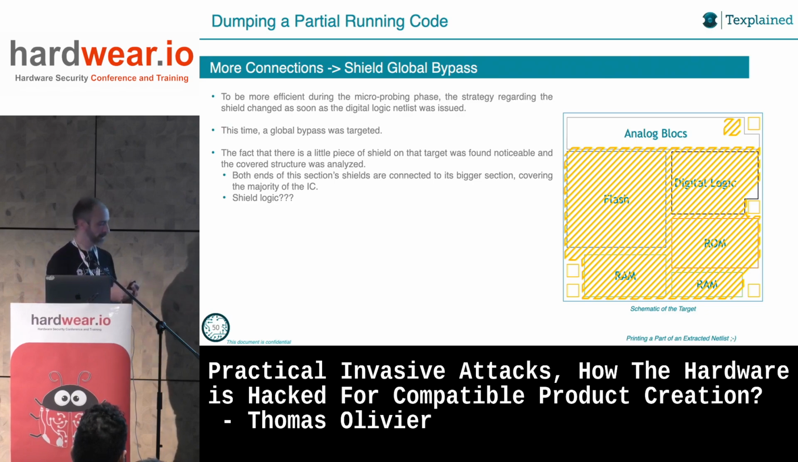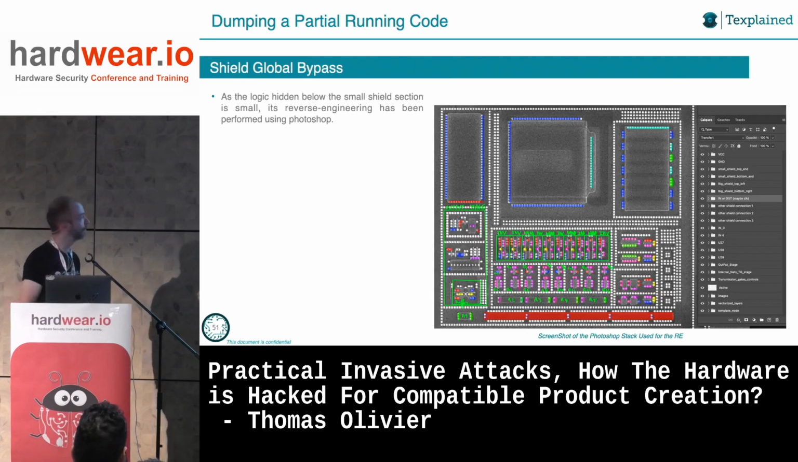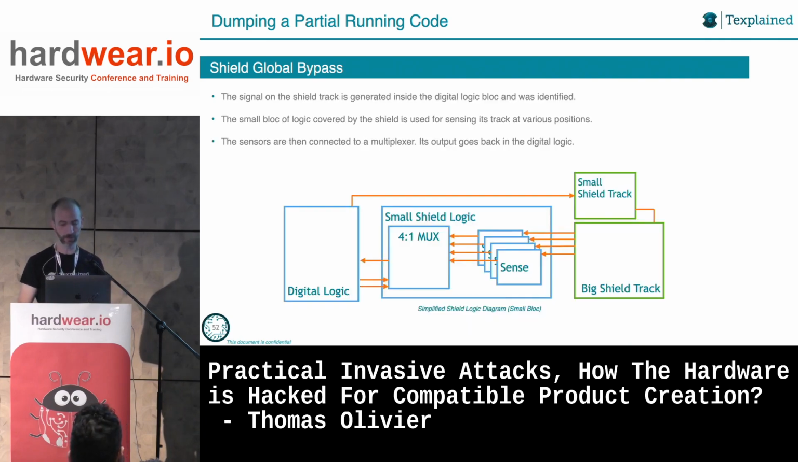When we look at this shield, it's pretty funny, because you have the big shield here, and on top of the analog block, there's a piece of shield again, right? I always say this is like an arrow, you should look here, some kind of flag. So basically, we've been looking at this structure that was also covered. You see, it's not that big, right? And we've been putting a few pictures in Photoshop just to make a quick reverse engineering of the block. And this is now the shield logic, right?